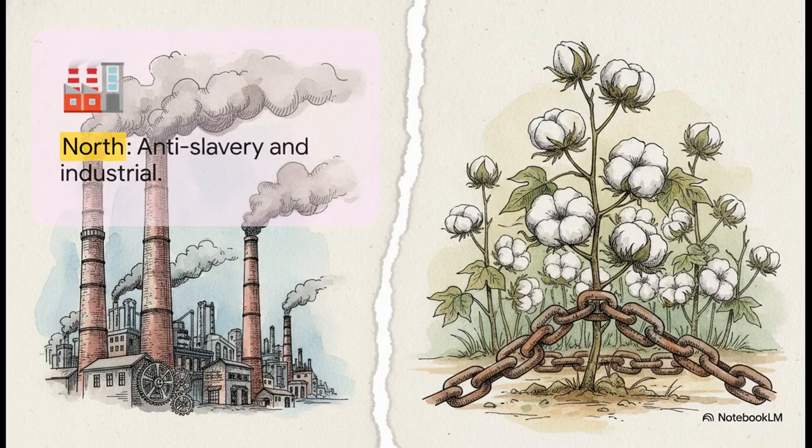But internally, there was a stark economic and moral divide that literally threatened to tear the brand new nation apart. On one side, you had the northern states, which were largely industrial and opposed to slavery. On the other side, the southern states heavily relied on the labor of enslaved Africans to power their highly profitable cotton farming. This incredibly deep, fundamental divide over the institution of slavery ultimately culminated in the devastating American Civil War, which raged from 1861 to 1865.